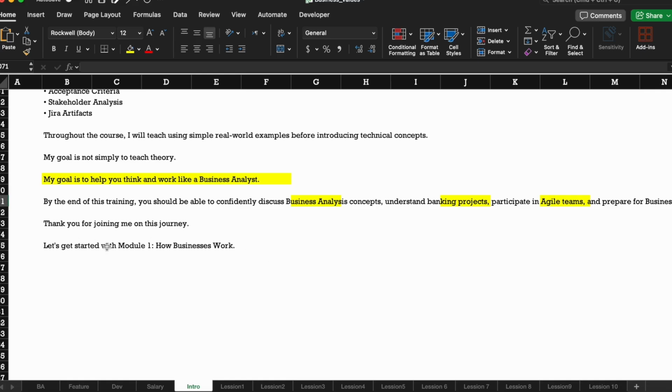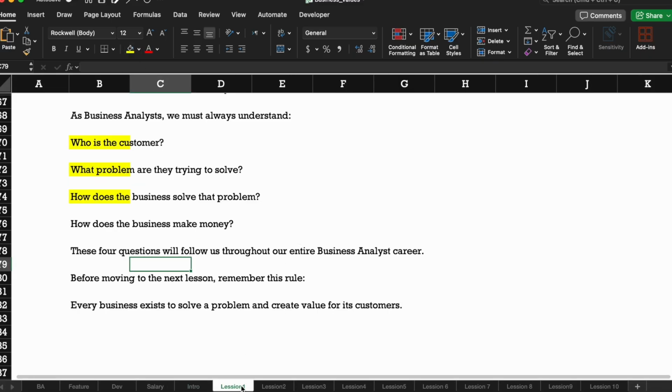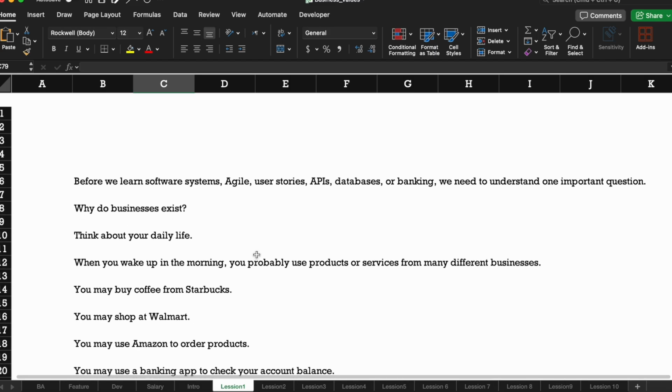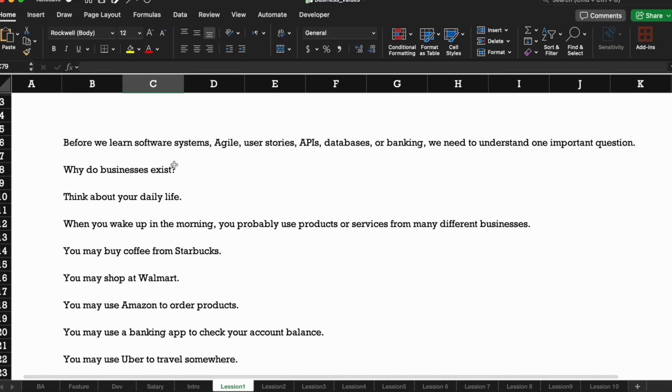So let's get started with Module 1, which is how business works. Let's jump into Lesson 1. Before we learn software systems, agile, user stories, APIs, databases, or banking, we need to understand one important question: why do businesses exist?